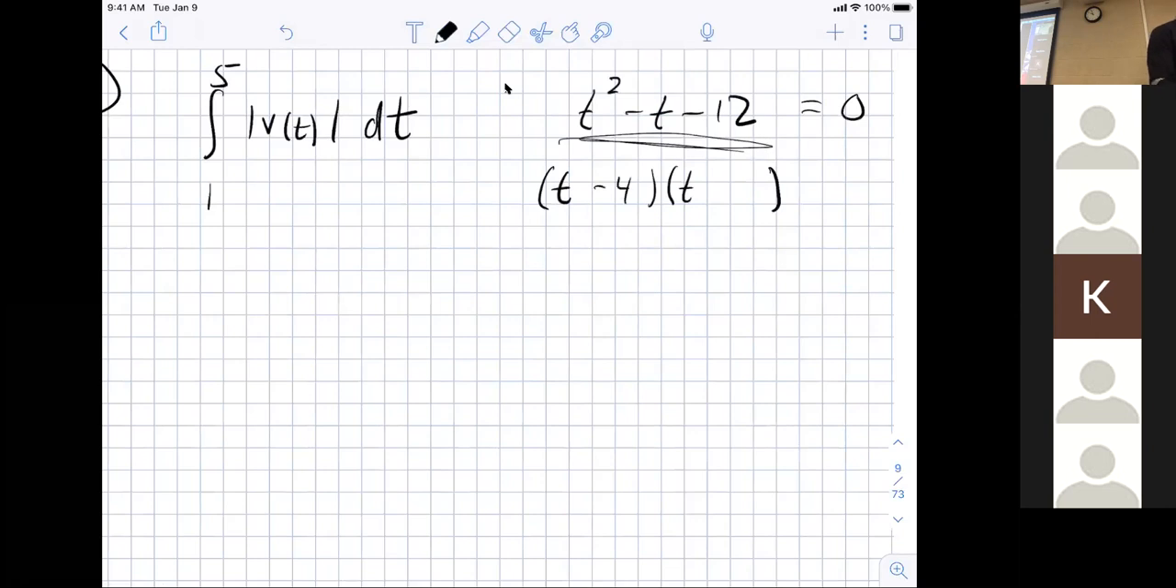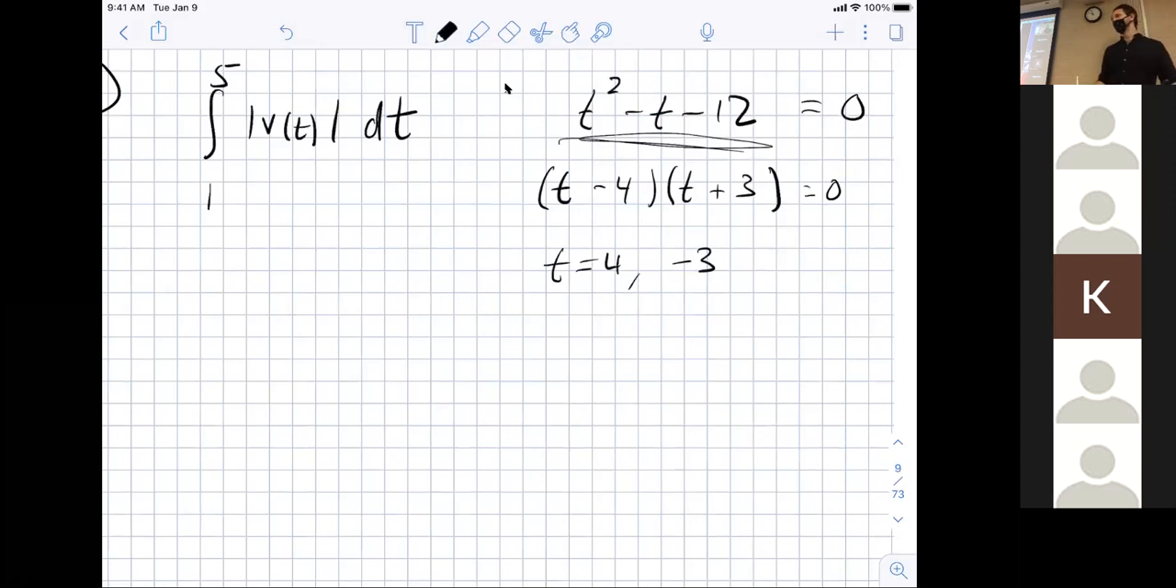t minus 4 and t plus 3, right? So then this tells me that the velocity function is 0. It might not change signs. It does change signs, but it's definitely 0 at t equals 4 and at t equals -3. Okay.